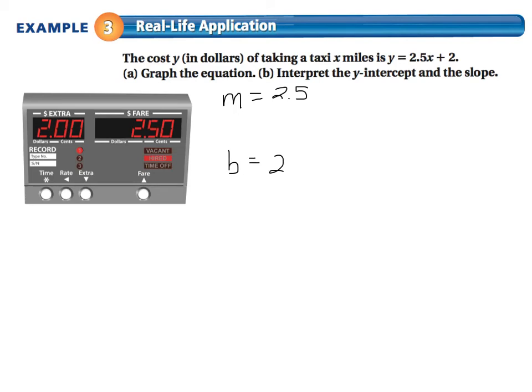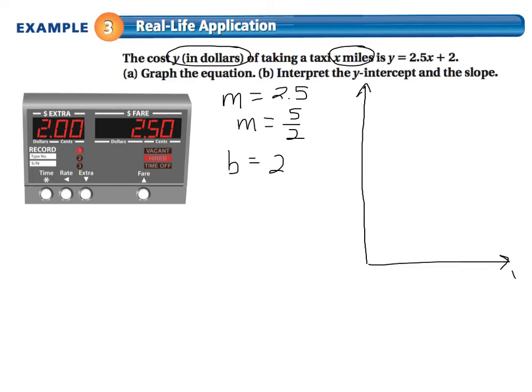Now we have to write slope as a ratio, so you could write it as 2.5 over 1, or since 2.5 would be 2 and 1/2 as a mixed number, you could also write the slope as 5/2. That would be okay. So let's graph this. Because I'm talking about dollars, which is y, and miles, which is x, I only need quadrant 1 because everything has to be positive. So x and y I label. I also label my axes.